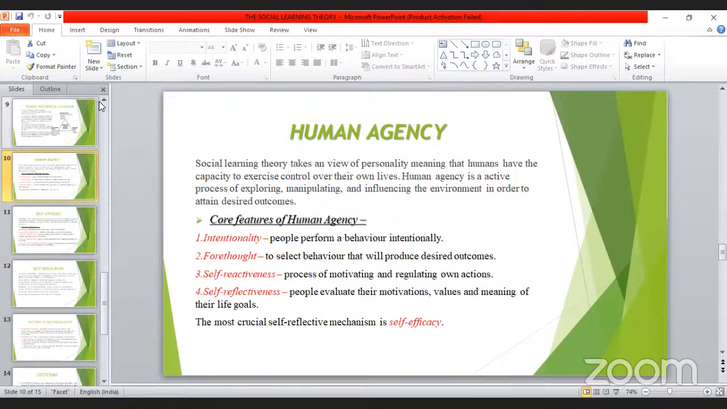Next is forethought. So forethought is, here we have to set a goal and anticipate the likely outcomes of our actions. People always possess some foresight to set a goal, to anticipate the likely outcomes of their actions, and to select behavior that will produce desired outcomes and avoid the undesired outcomes, right?